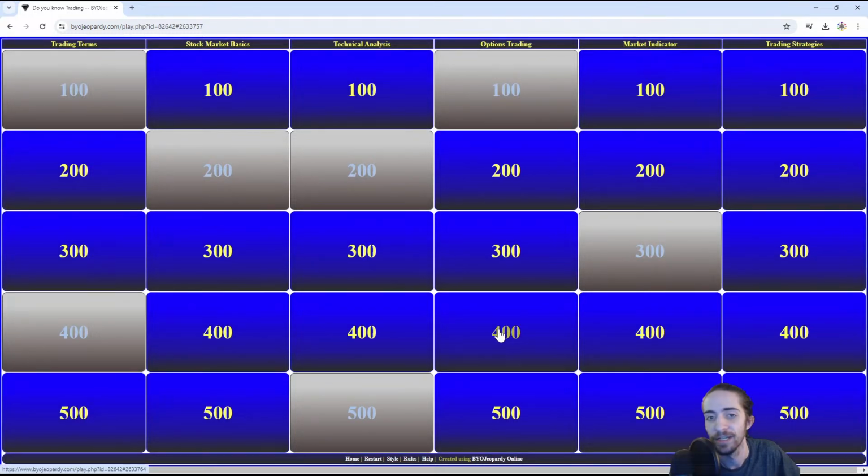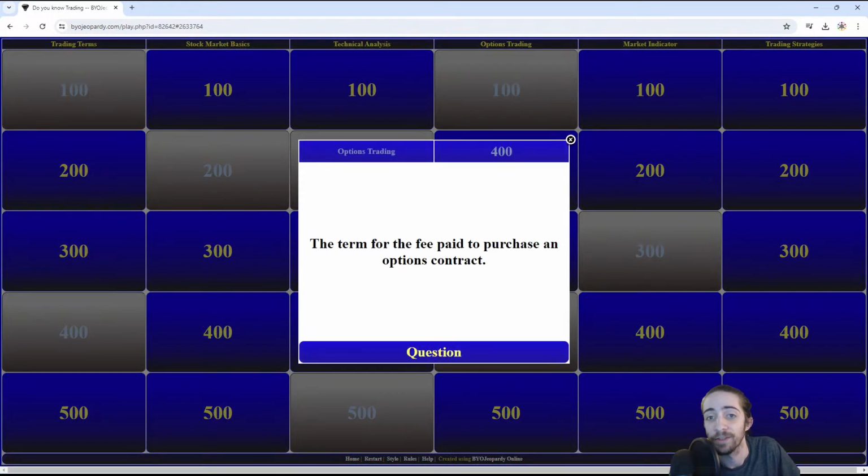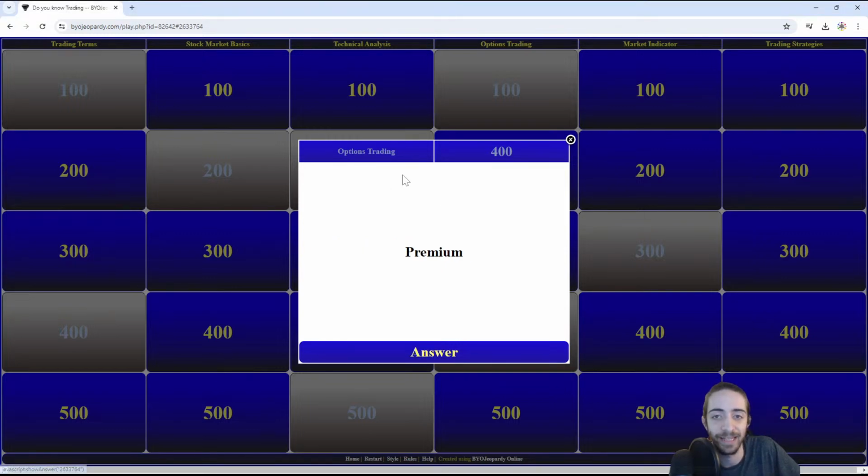Test your trading knowledge. Let's go with options trading for 400. The term for the fee paid to purchase an options contract. Every broker has a different fee for this. They do usually tend to be around the same price. But when we buy an options contract, say the options contract is 1.00, that's $100 even, most brokers will have a fee. And that fee is, yes, Keith, correct. We are looking at the premium. Oh, we said commission. I'm so sorry. Gotta go over these more. Donald Trump. There we go. Gabe got it right. Donald Trump is, in fact, the answer to the term for the fee paid to purchase an options contract. No, it's premium. Very close. Thanks for playing.